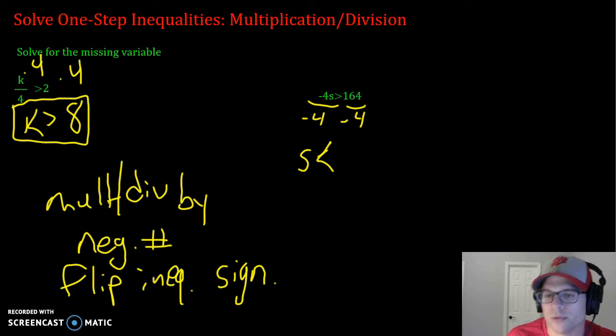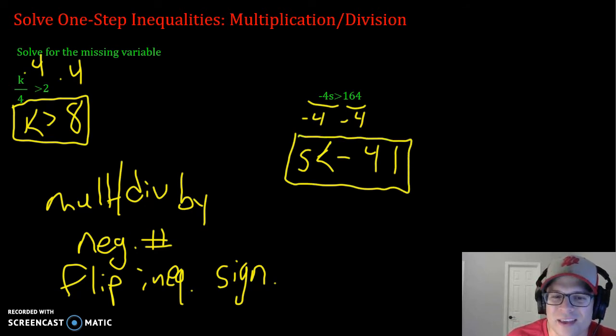If it's greater than or equal to, it becomes less than or equal to. You keep the true state of the inequality symbol, it just changes what direction or which side it's being pointed. And then you divide these numbers just like you normally would. So 164 divided by negative 4 is going to be negative 41.